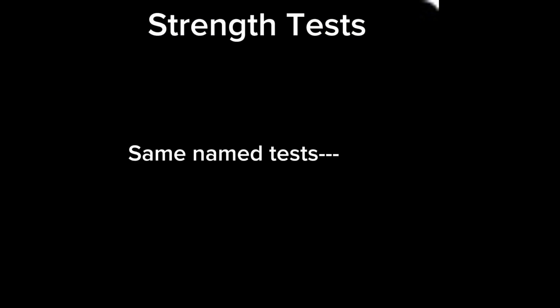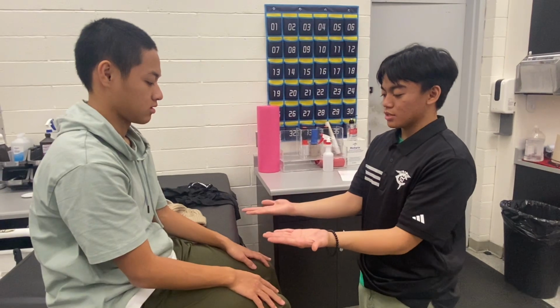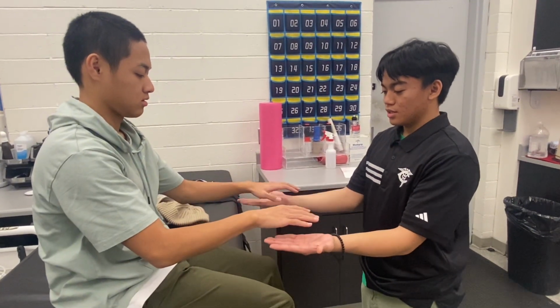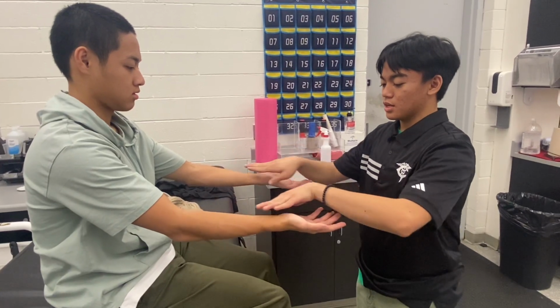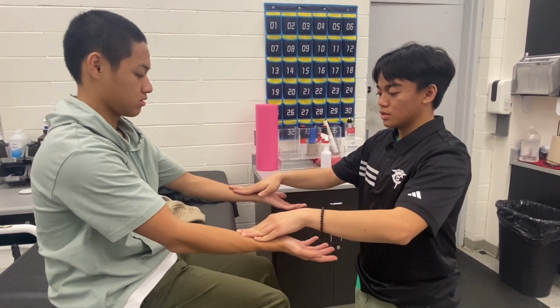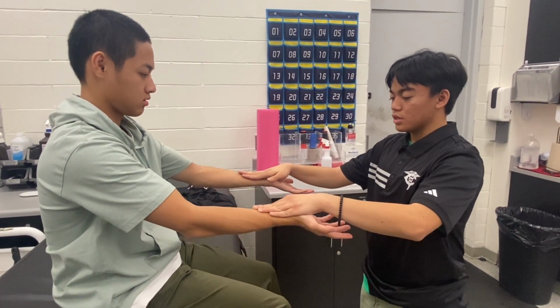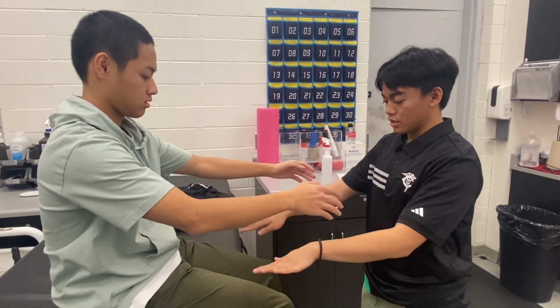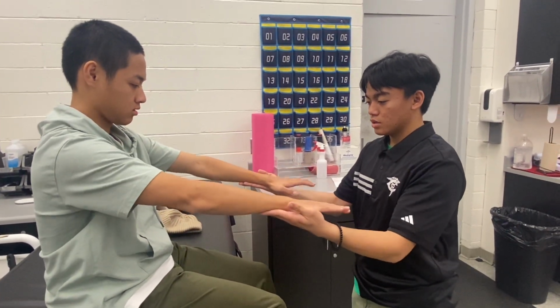Continuing on with the strength tests, they have the same exact names. For shoulder flexion strength, the patient raises their arm forward against resistance applied by the examiner. For shoulder extension strength, the patient pushes their arm backward against resistance.